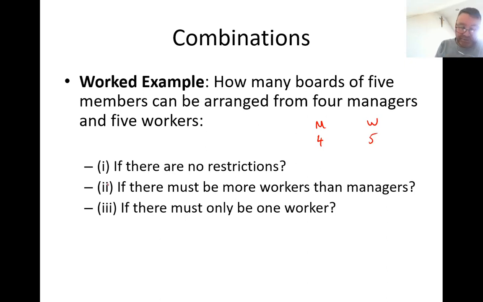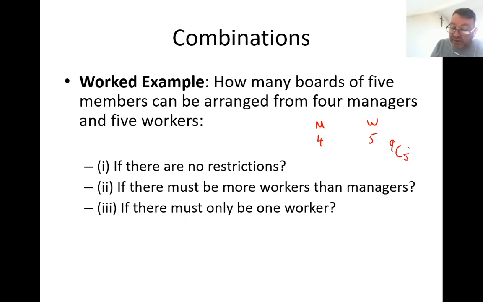Okay. There are no restrictions in part 1. So I want to get 5 members. So if I take that together, that means that there are 9 people altogether. And out of those 9, I want to choose any 5 because I want to make a board of 5.